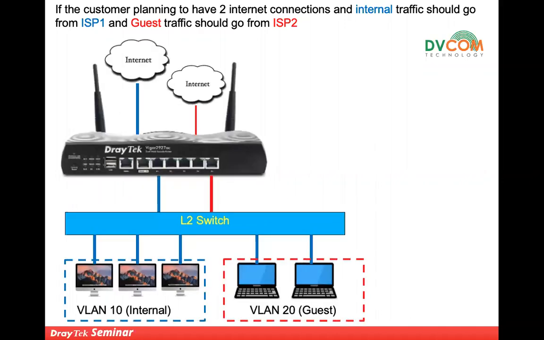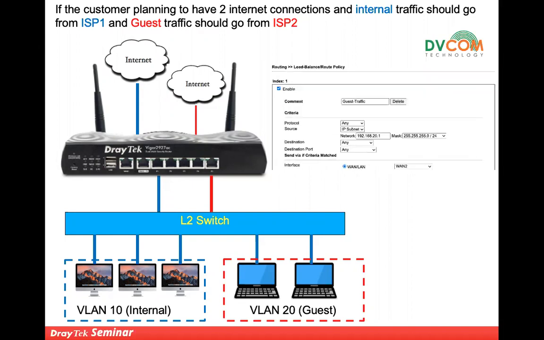Right now, if you see here, I have terminated the 2 internet connections. And let's say that internal traffic belongs to VLAN number 10, and the guest traffic belongs to VLAN number 20. So in DrayTek, we have policy-based routing. We can call it a route policy. Based on policy-based routing, you can route your traffic based on your source information. For example, when the traffic is coming from VLAN number 10, I can write a policy, go through ISP1. Whenever the traffic is coming from VLAN number 20, go through ISP2.